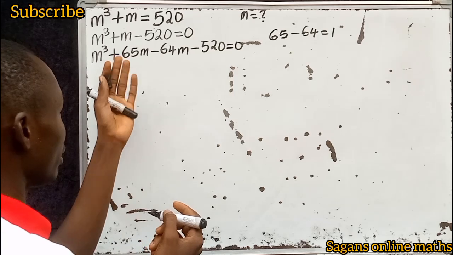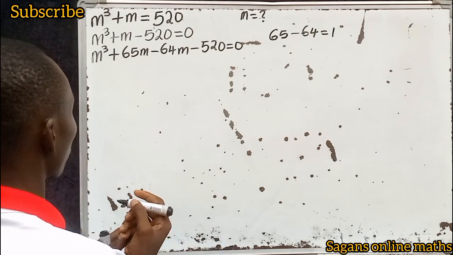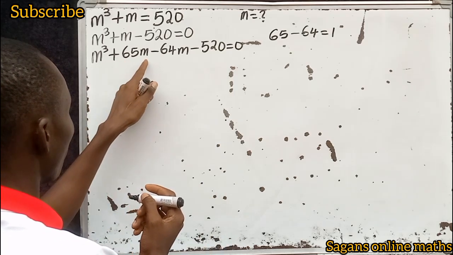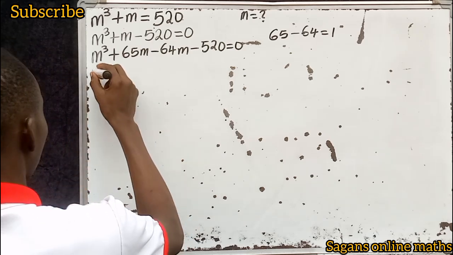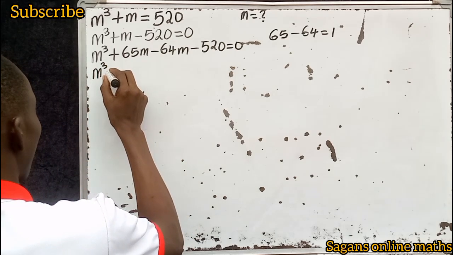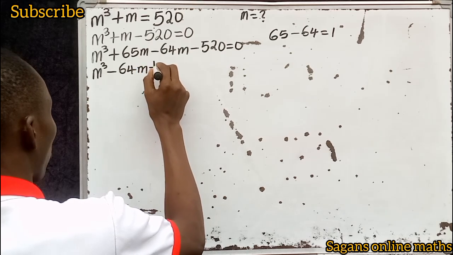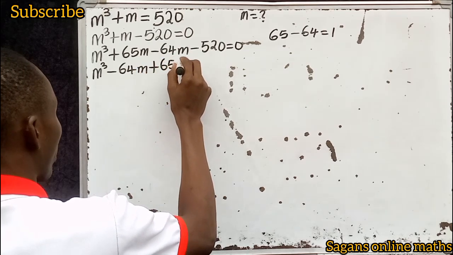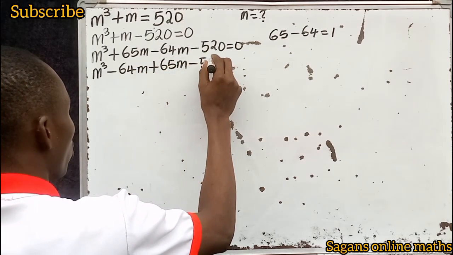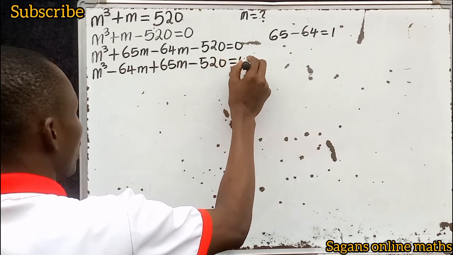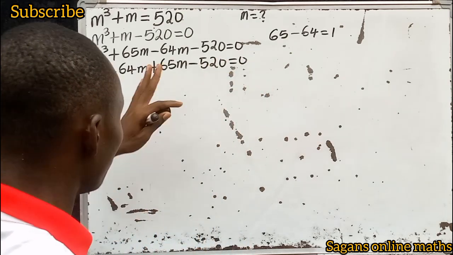Wow, this is amazing. Now, do you know that we are not also wrong if we decide to write 65m minus 64m as m to the power of 3, minus 64m, plus 65m, then minus 500 and 20, all this equals 0? Wow, this is amazing.